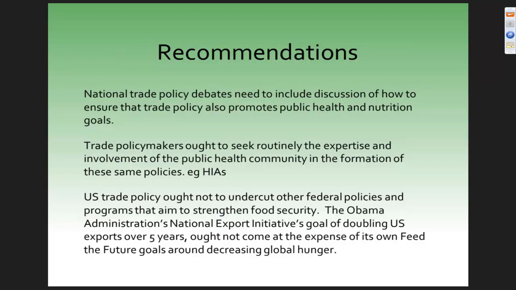And this is one structured way of thinking about potential or foreseeable health impacts like the ones I've been talking about. And finally, to the extent that the U.S. has both trade policy as well as food security policy, one shouldn't undercut the other unintentionally. So for example, this administration's got a national export initiative with a goal of doubling U.S. exports over the next 5 years, a major portion of which are agriculture exports. But this goal shouldn't be pursued, in our opinion, at the expense of goals within the administration's Feed the Future program, goals around addressing global hunger and food insecurity.